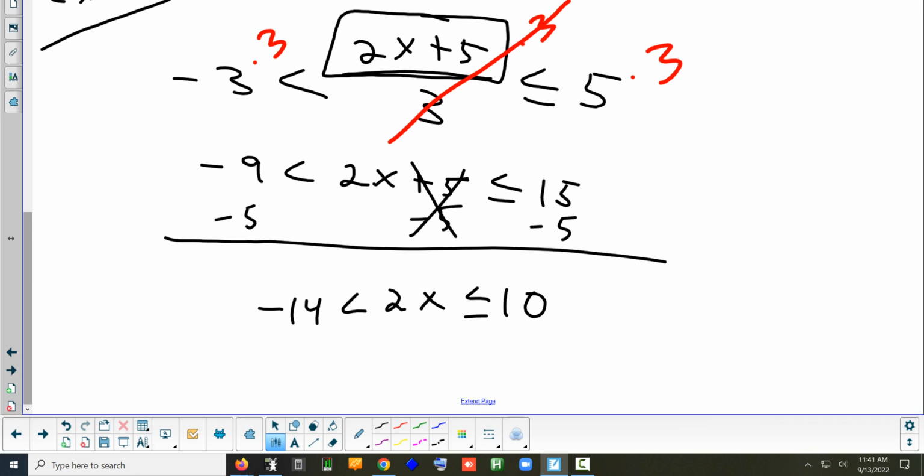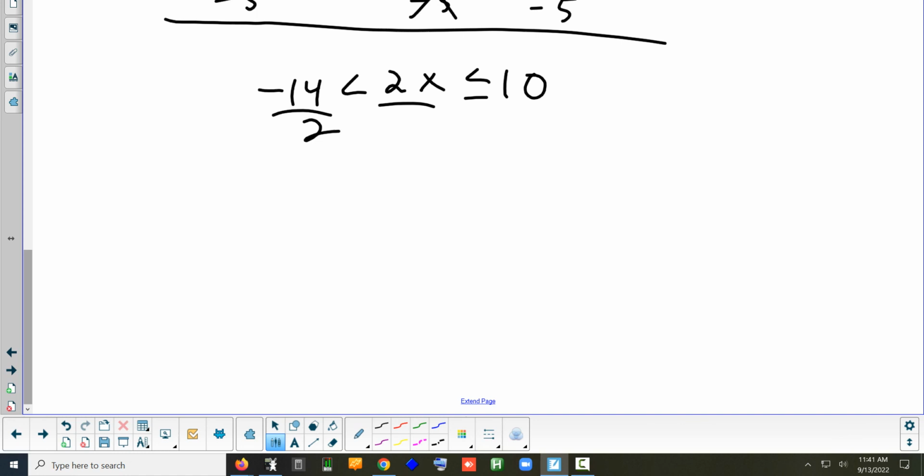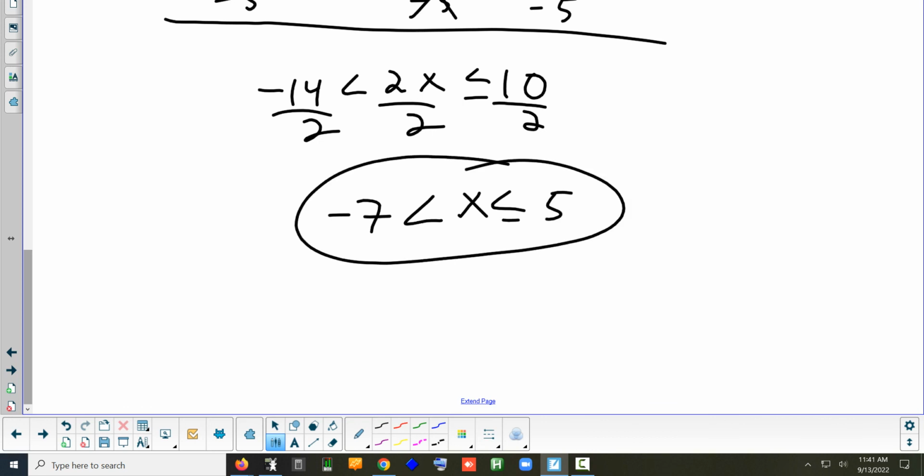Good. And what about my last step? Yeah. Divide by 2, 2, and 2. And Eric, can you tell me what I get? Negative 7 is less than x, which is less than or equal to 5. Yeah. Less than or equal to 5. There you go. Pretty straightforward because the x was in the middle and we could isolate it. If you can't, do what I suggested earlier. Split it into 2 problems. And then you'll be fine.